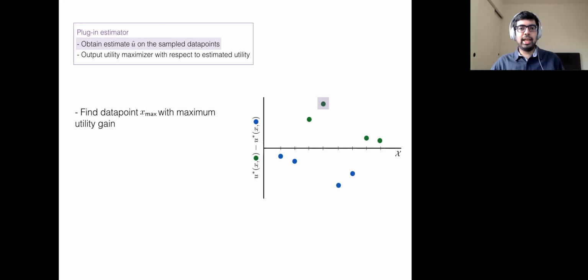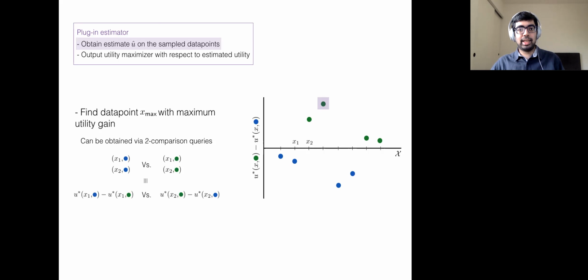This data point is highlighted in the figure on the right. Notice that this can actually be obtained by simply using two comparison queries. For instance, to compare the gains of the data points x1 and x2, we can ask a query comparing both blue decisions for x1 and x2 with both green decisions. This query effectively provides a comparison between the utility gains of x1 and x2.